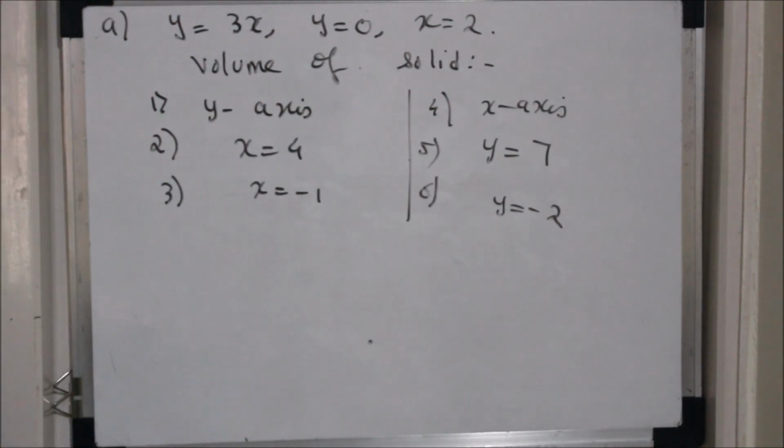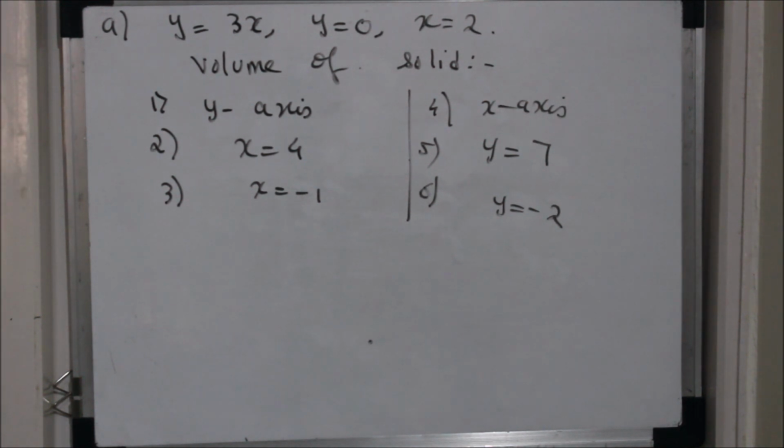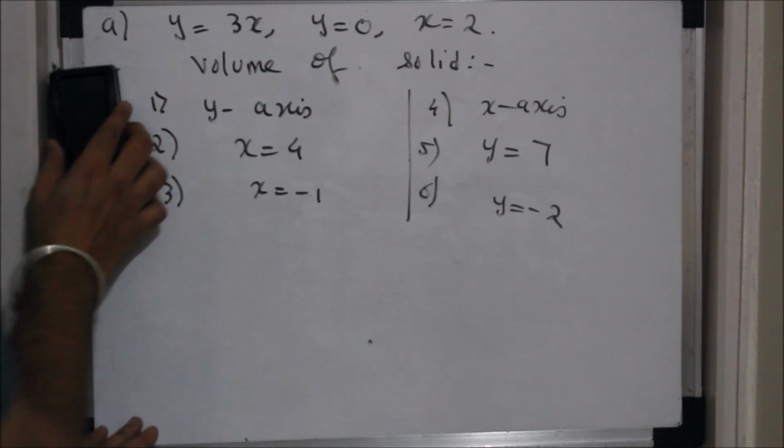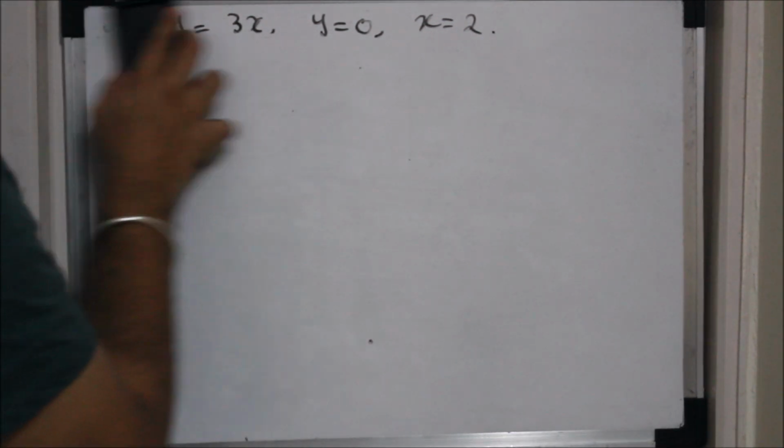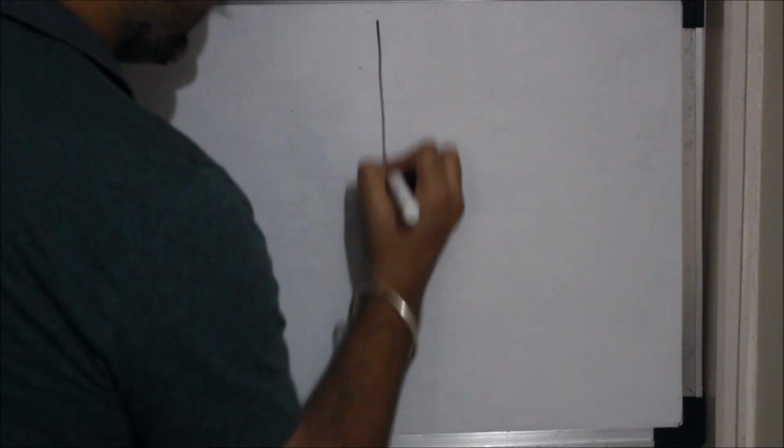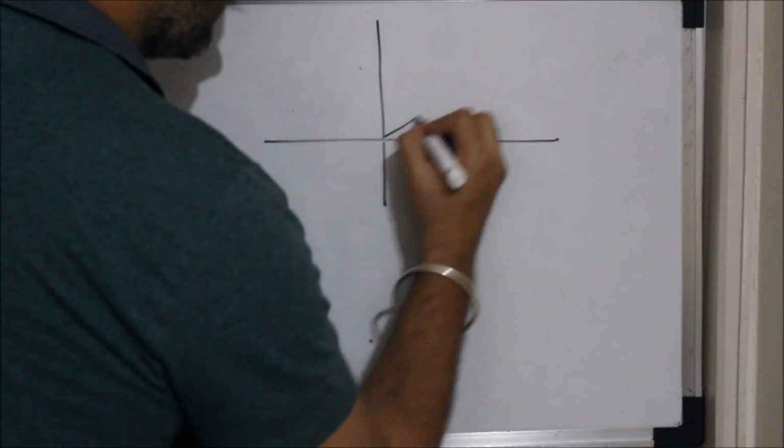So let's try to do this one example. If you understand this whole example, that means the shell method is clear to you. We will see these 6 different cases for this single example. Okay, so now let's go one by one. First let's draw the region and find the volume of the solid when I revolve along the y-axis. So what is the region? y equal to 3x. So what is the region? Region is y equal to 3x.